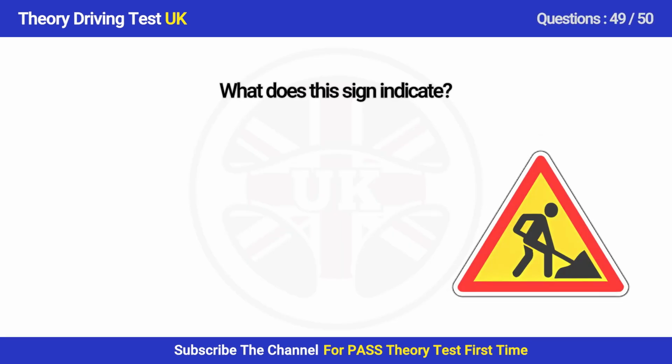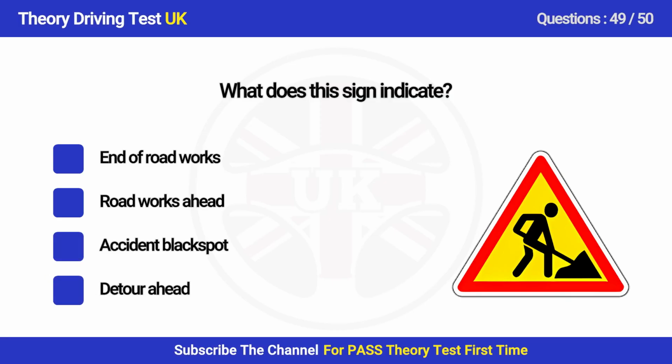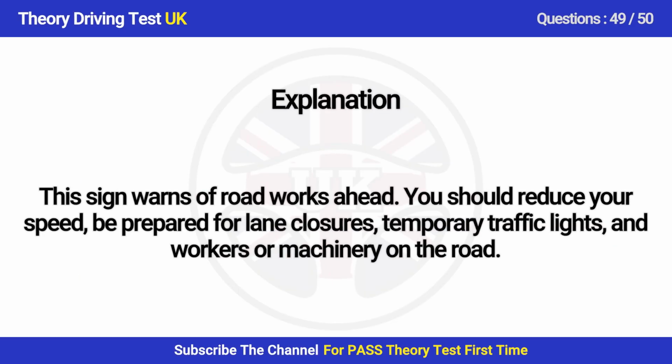Question 49. What does this sign indicate? A. End of roadworks. B. Roadworks ahead. C. Accident. D. Detour ahead. Answer is B. Roadworks ahead. This sign warns of roadworks ahead. You should reduce your speed, be prepared for lane closures, temporary traffic lights and workers or machinery on the road.